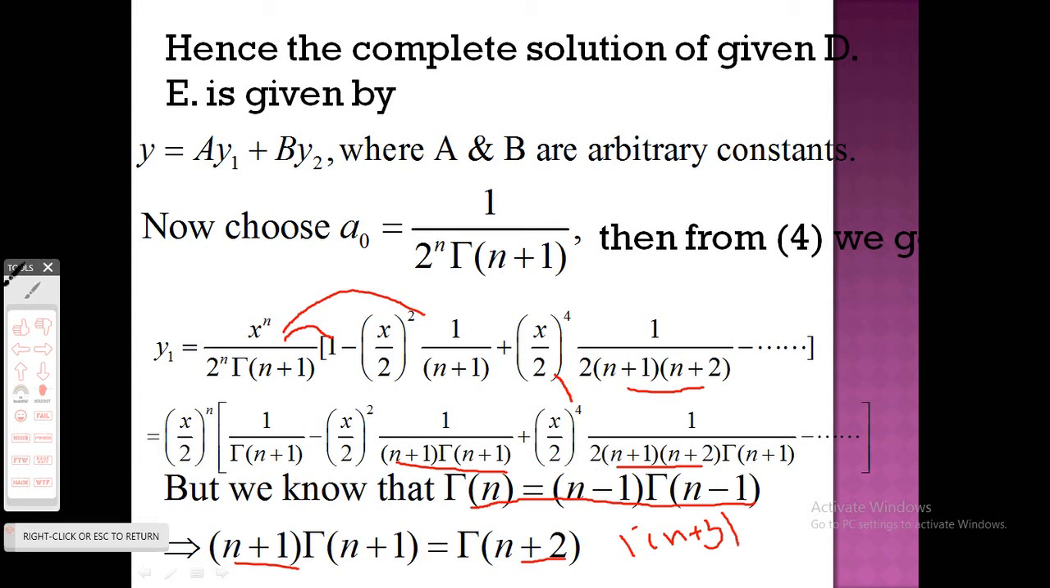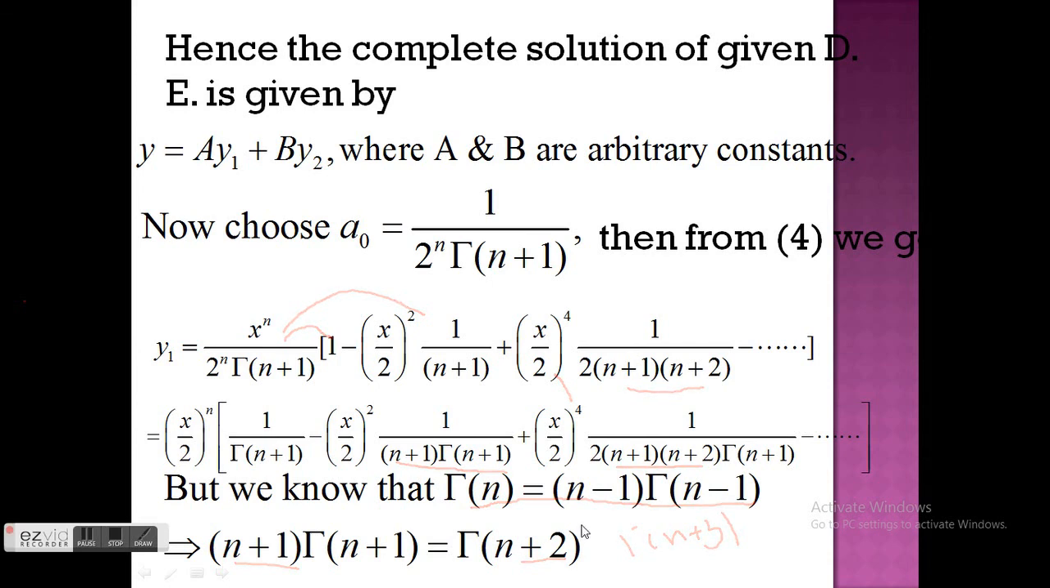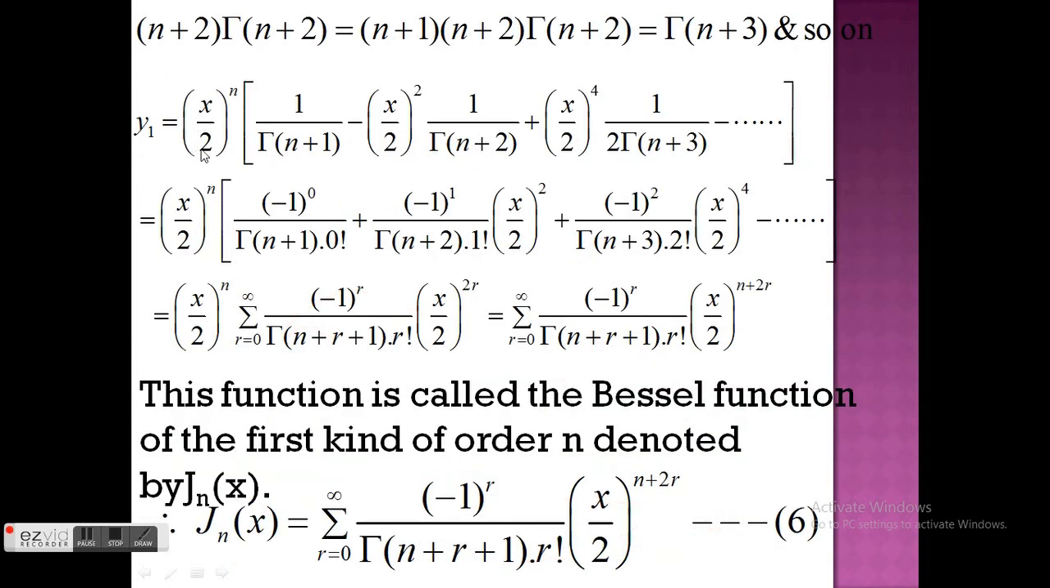Now substituting these values as Γ(n+2) and Γ(n+3), we get y1 is equal to (x/2)^n into 1/Γ(n+1), minus (x/2)^2 into 1/Γ(n+2), plus (x/2)^4 into 1 by 2 times Γ(n+3), as substituted. Now we can rearrange the above expression to reach the solution.